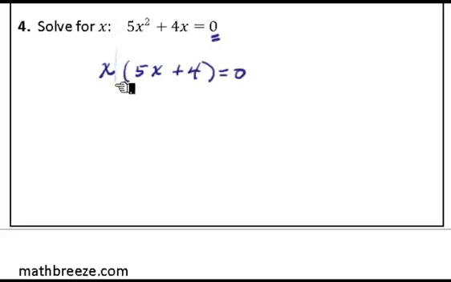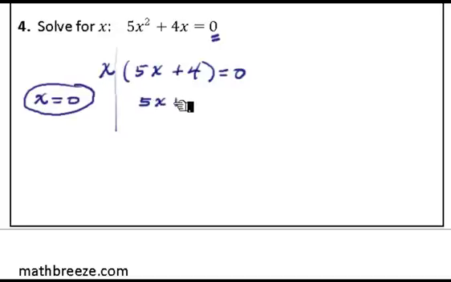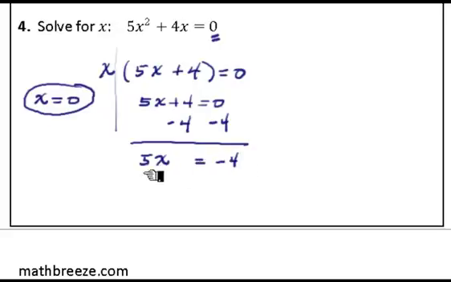And we have our two factors, x and 5x plus 4. Set them both equal to 0. Okay, right away we have one solution, x equals 0. And we have 5x plus 4 equals 0. Okay, this one takes a little bit of solving, so let's do that. Solving for x, we have 5x is equal to minus 4. And just divide by 5. And there we have our other solution, x is equal to minus 4 over 5. So two solutions, 0 and minus 4 over 5.